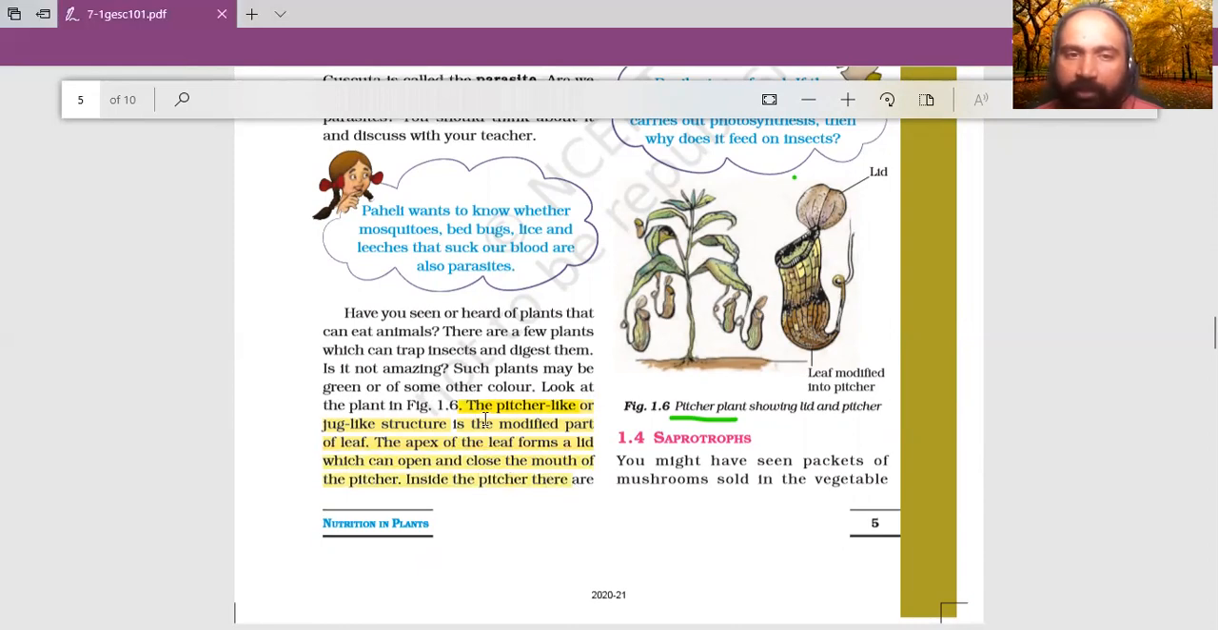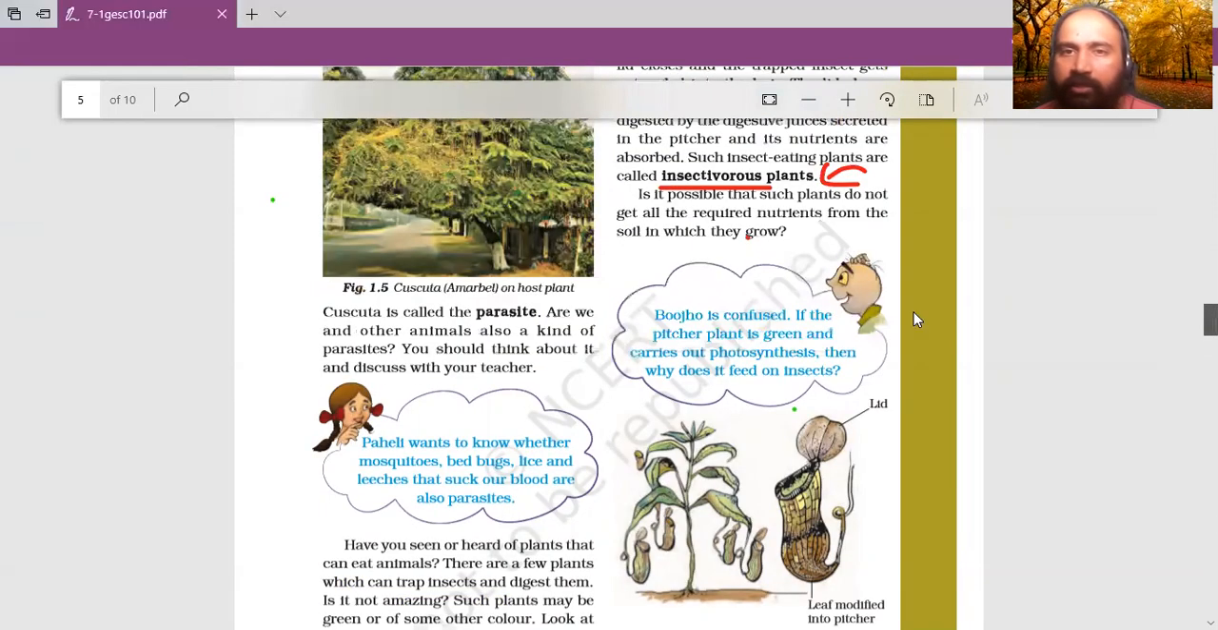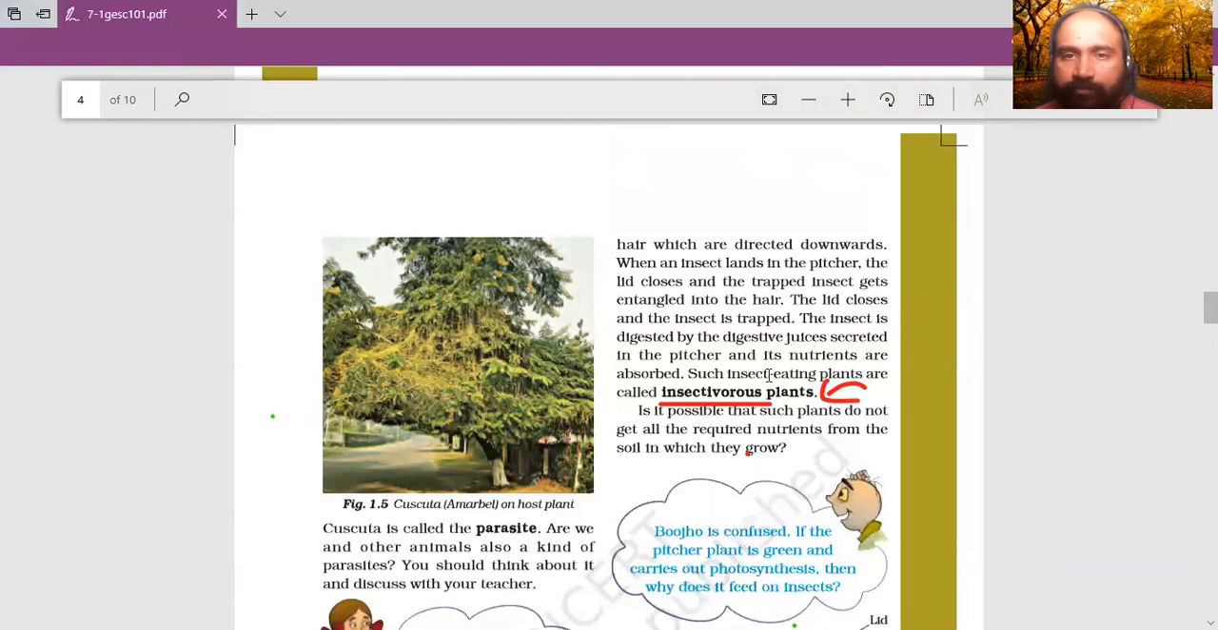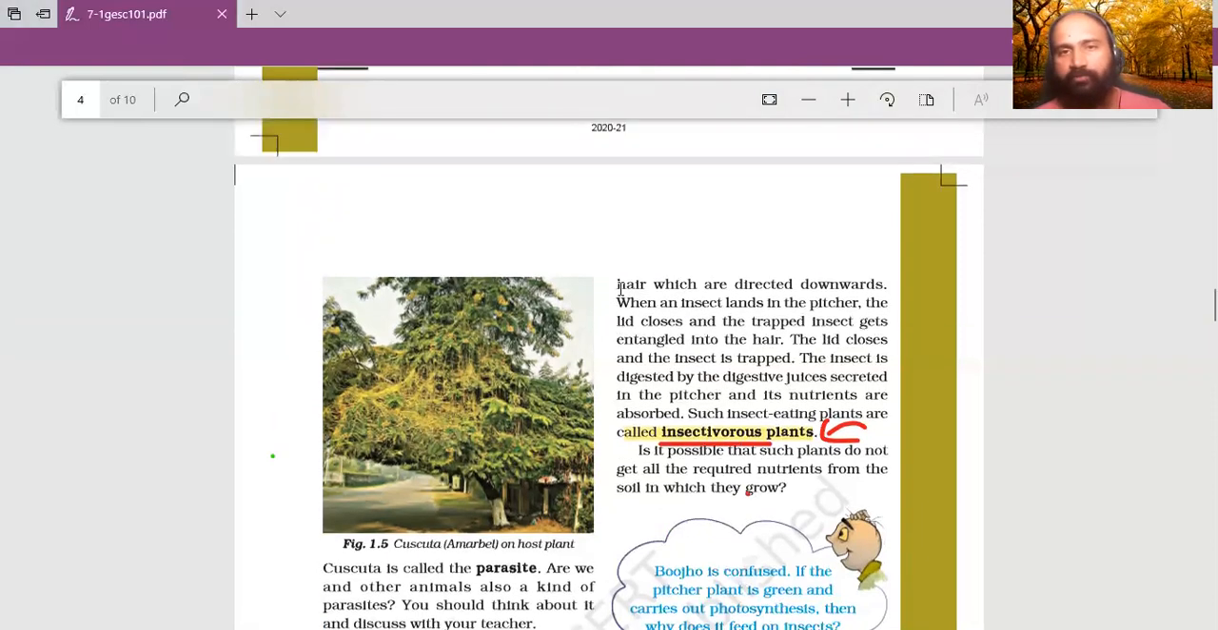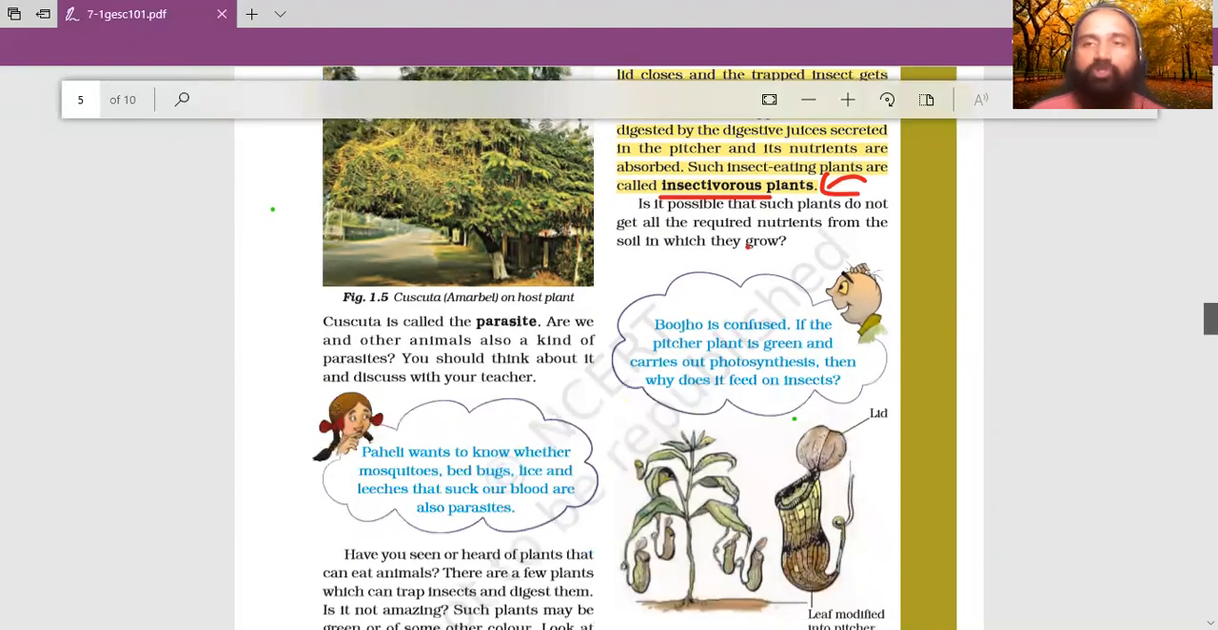Inside the pitcher, so from here till here, you need to write the entire paragraph from here to here. Okay, you need to write it below the insectivorous plants. Okay, fine. Example is pitcher plant. So that is only for class. Okay. Now after the class, the questions.